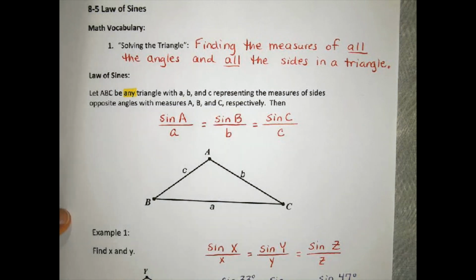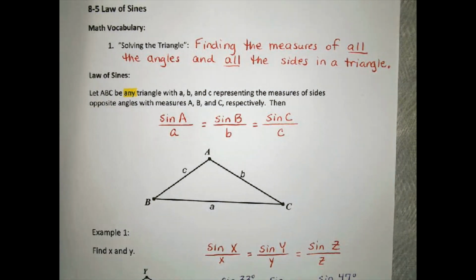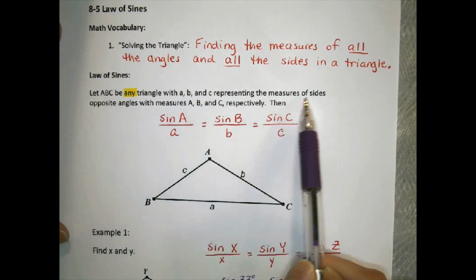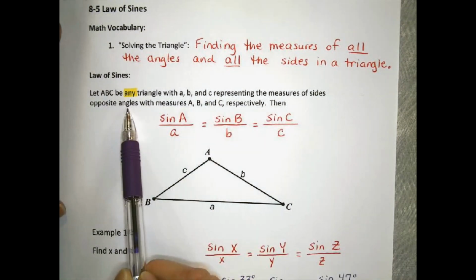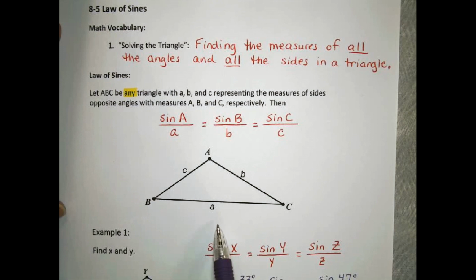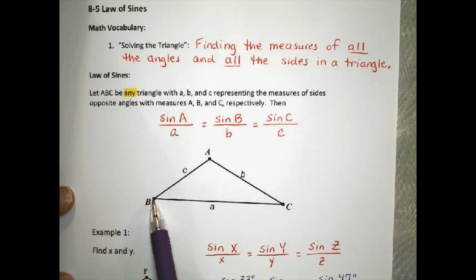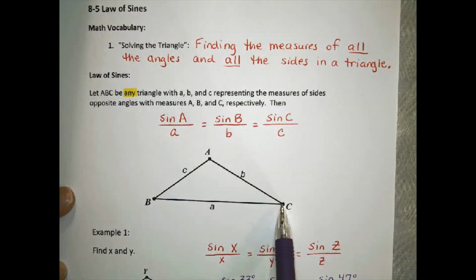The law of sines says to let ABC be any triangle. By any, we mean that it does not have to be a right triangle. So it is any triangle with a, b, and c representing the measures of sides opposite the angles with measures A, B, and C respectively. So in this particular triangle, I have side a opposite angle A, side b opposite angle B, and side c opposite angle C. It's very important that you set up the ratios for the law of sines matching up the sides with their opposite angles.